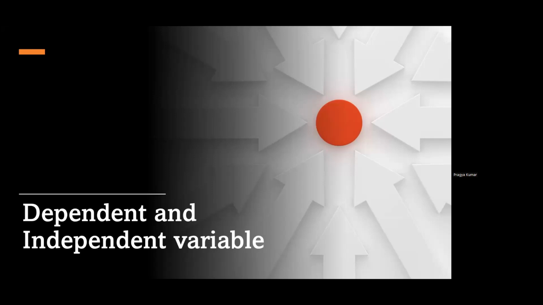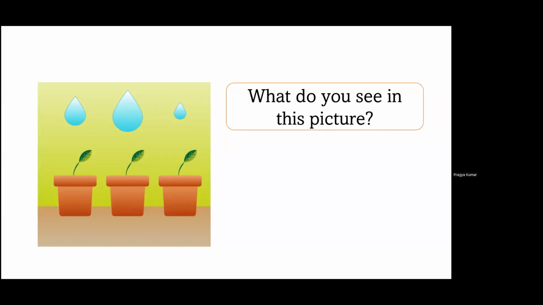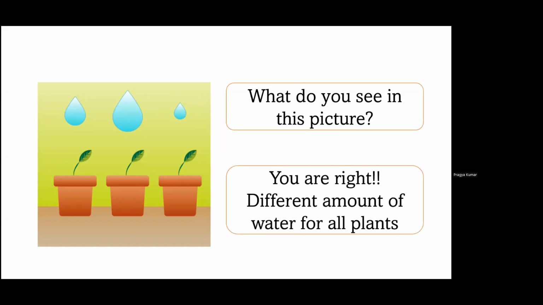So now coming to the dependent and independent variable. So what is a dependent variable? In this case, for many of you, it might be a repetition. But for those of you who have not heard this or seen this, what do you see in this picture? Yes, all of you, please type in the chat box. Okay, so plant growth is dependent. You have already answered that there are different amounts. So you can see there are different amounts of drops.